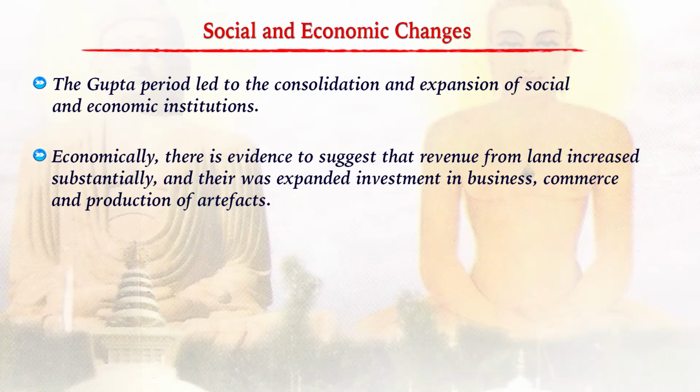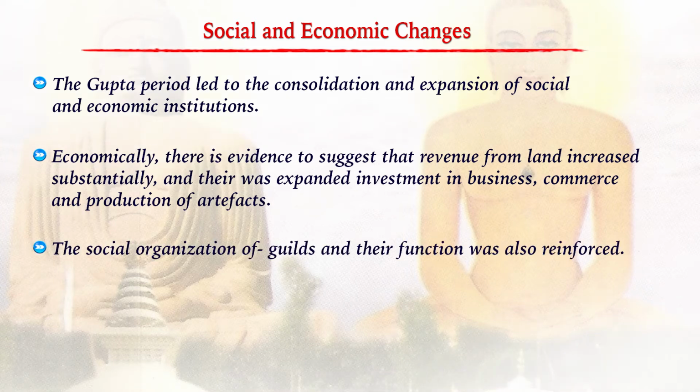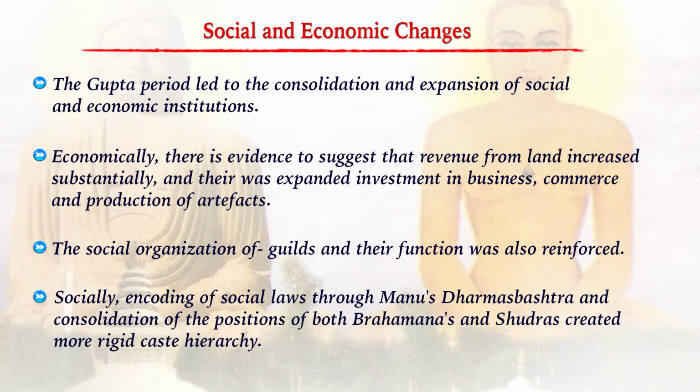It facilitated the expansion of investment in business, commerce and production of various arts and crafts. The social organization of guilds and their function was also reinforced. The codification of various social laws through the Manudharma Shastras and the consolidation of the position of the Brahmanas was also very important during this time. The notion of Dvija, or twice-born, came into existence. As a result, there were a lot of distinctions that came up.